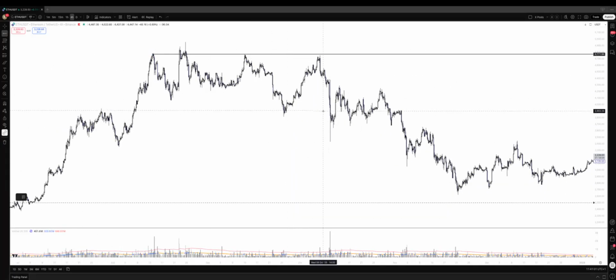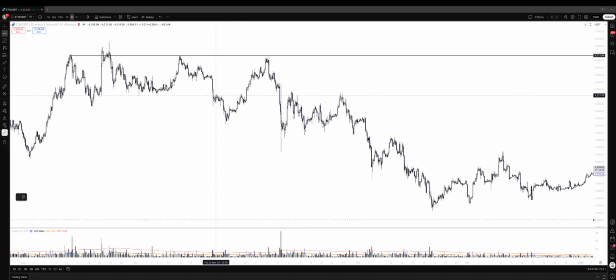What else can we see? We see something very similar around here. This is a key level. I mean, look at this.